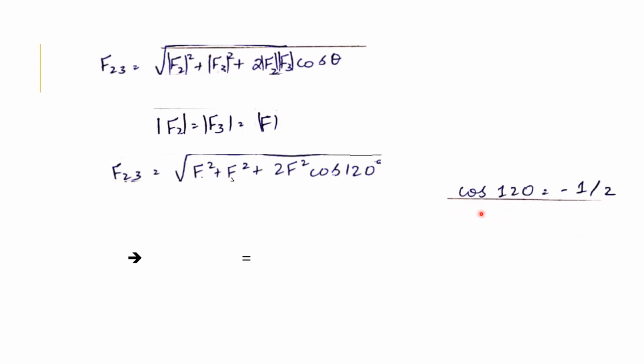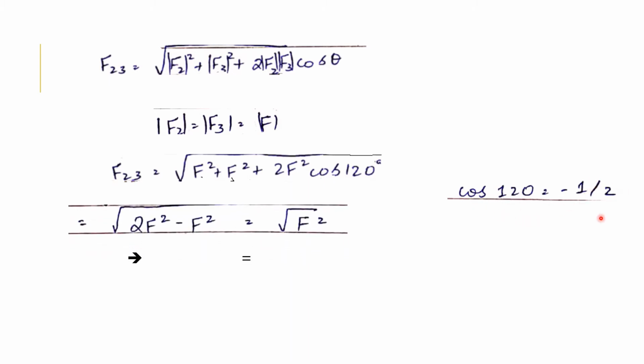Substitute for cos 120, which is minus 1 by 2. This value you need to remember. In most cases the angle will be 120, and you can substitute that. Simplify: 2F square plus 2F square into minus 1 by 2. The 2 cancels, so it will be minus F square. So 2F square minus F square. I hope you have understood this part. 2F square into minus 1 by 2, the 2 and this 2 cancel and there is a negative sign, so this will become minus F square. This is F1 square plus F2 square here. You should not add these 3F square together, okay?